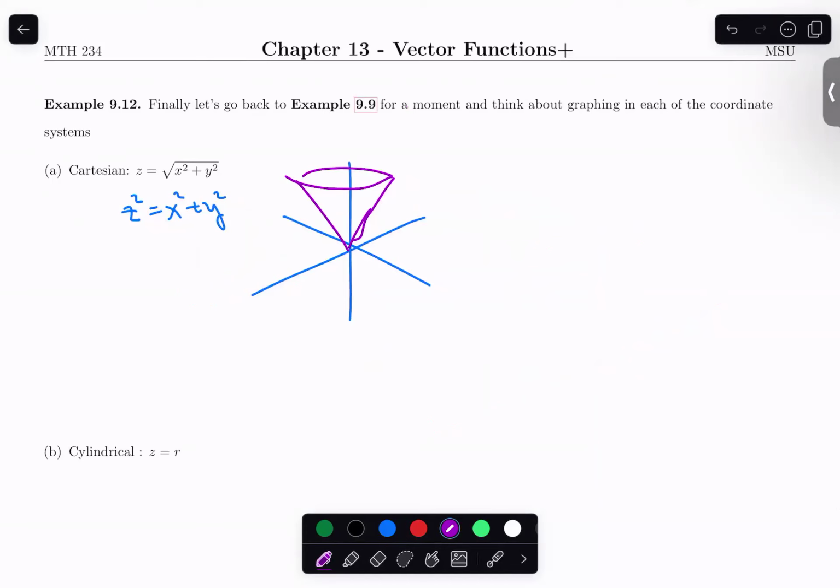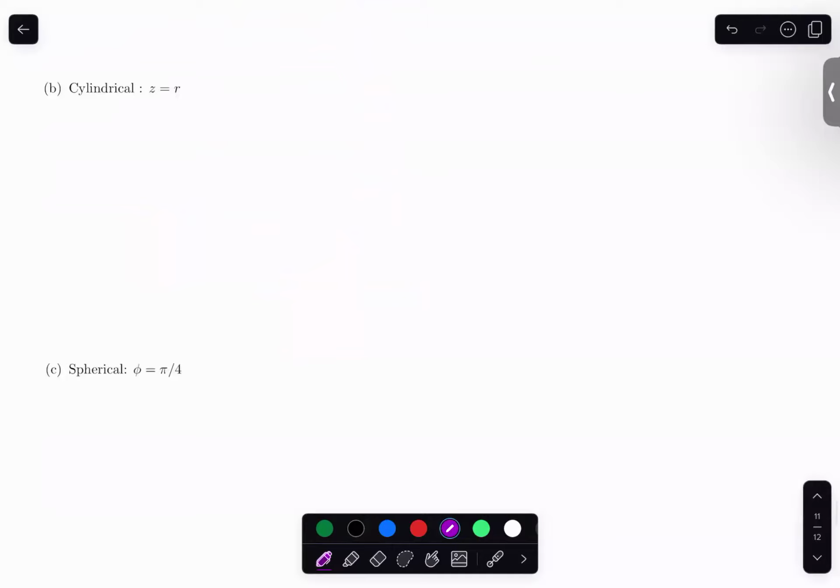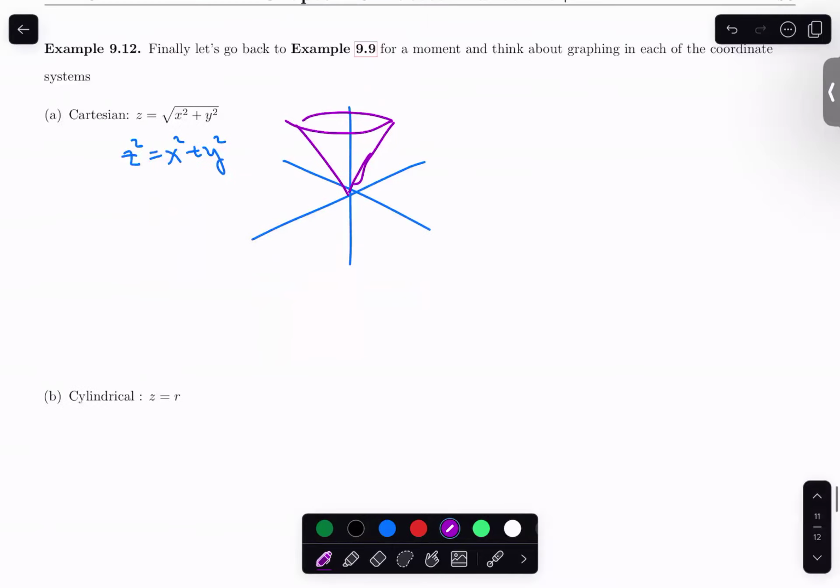In order to graph these things relatively fast in cylindrical and spherical, looking at z equals r and saying, how do I know it's this shape? Or likewise, looking at phi equals pi over 4 and getting the same picture. I want you to think really quick about, and we brought this up back in chapter 12 a little bit, when I'm graphing in our good old Cartesian, think about when I'm graphing y equals 1 and thinking about this in terms of restrictions.